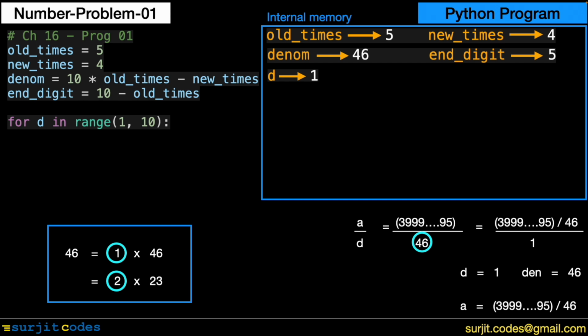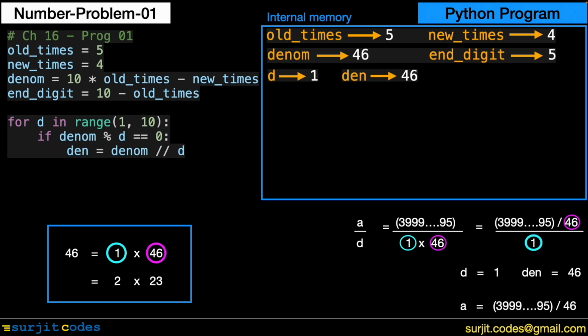D is a single digit factor of denorm. To find its valid values, we iterate D from 1 to 9. We continue with the D values only if denorm is divisible by it. If D is not a factor of denorm, we move on to the next iteration of D. For denorm equal to 46, the only single digit factors are 1 and 2. Den is the quotient when denorm is divided by D. For D equal to 1, den equals 46.